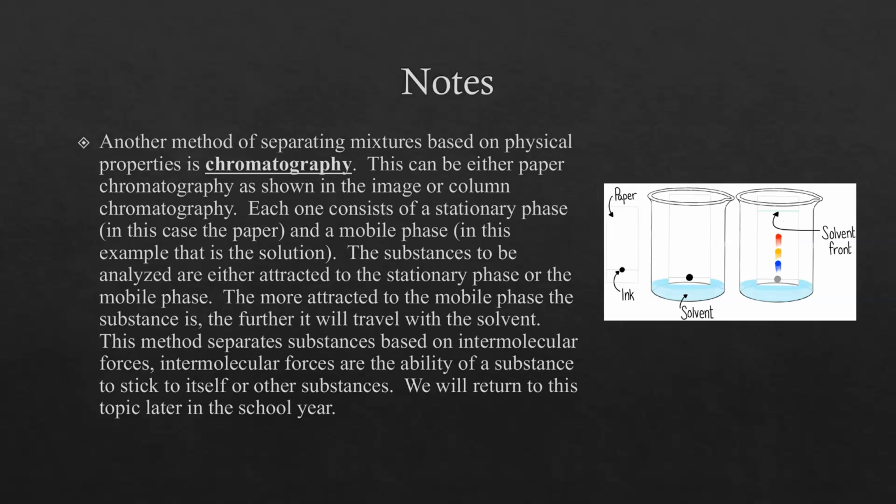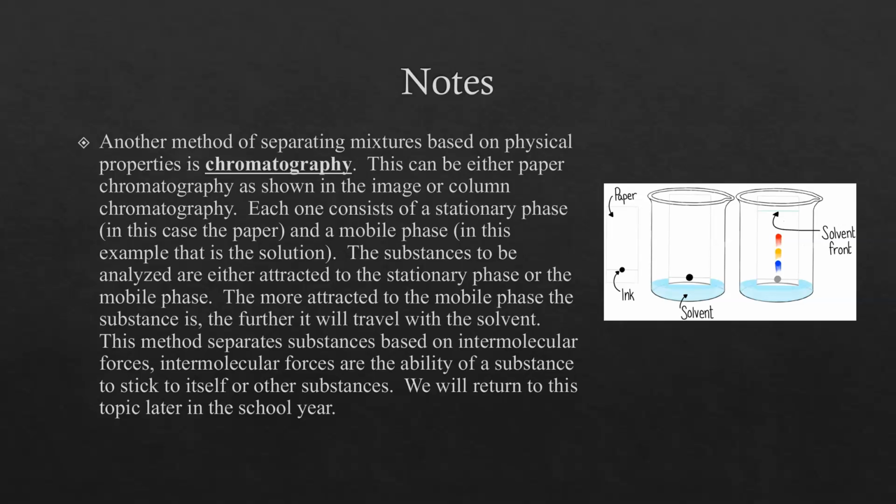Another method of separating mixtures based on physical properties is chromatography. This can either be paper chromatography, as we see in the picture, or column chromatography. Each one has a stationary and a mobile phase. So stationary doesn't move, so in paper chromatography that is paper. And the mobile phase does move, so in paper chromatography, that is the liquid or solvent.